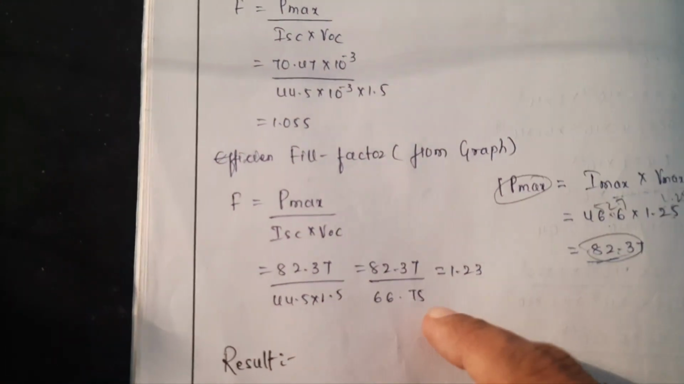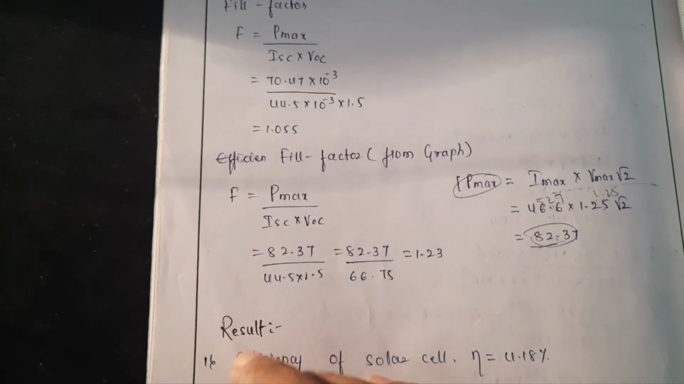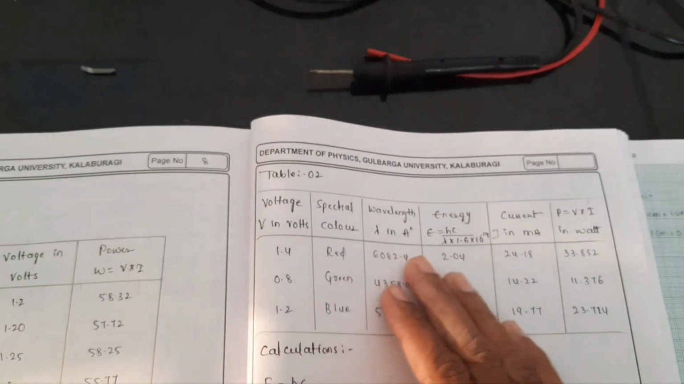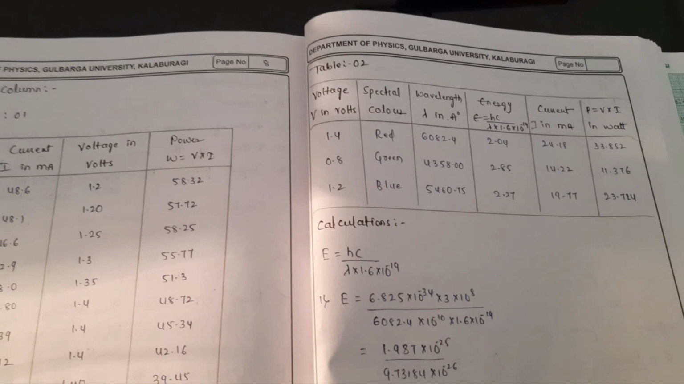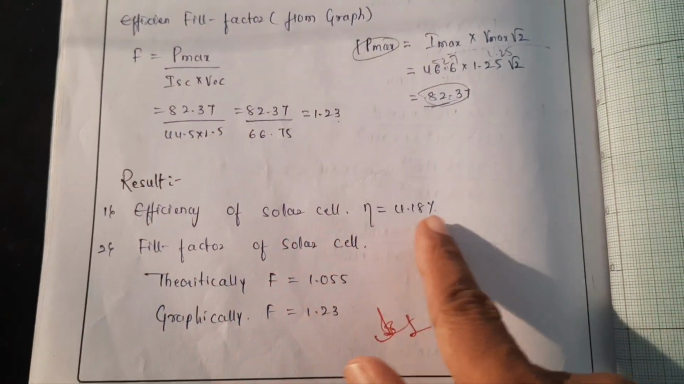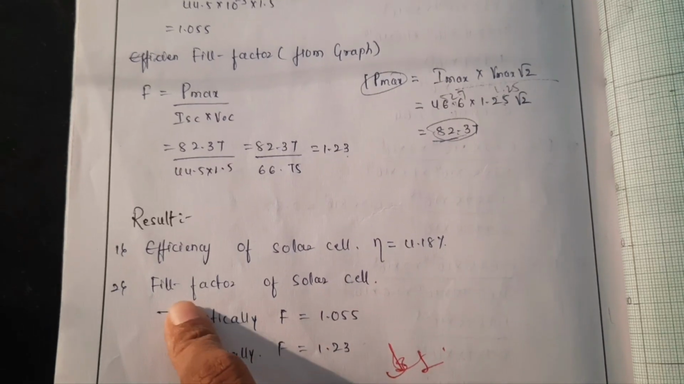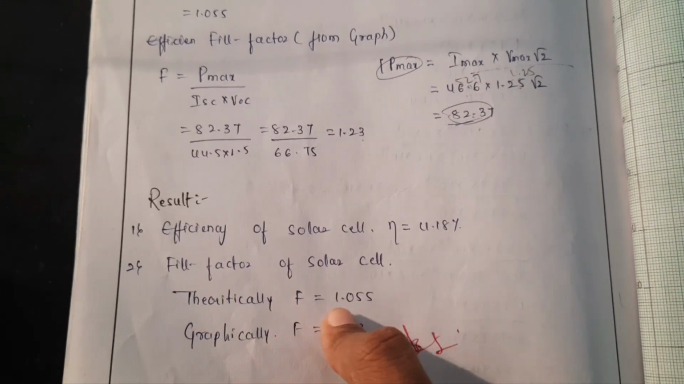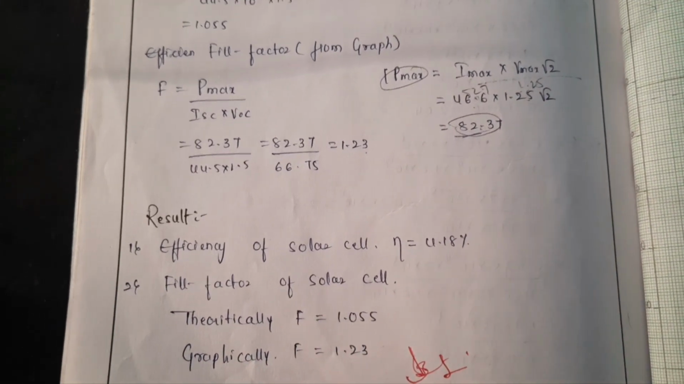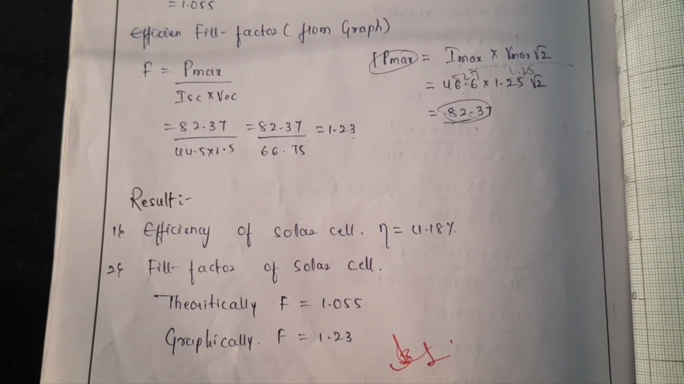Fill factor we have already calculated in the first part. So this is how you can do the study of spectral response of a solar cell. In the end you can write the result, that is the efficiency of the solar cell, how much you got. You can write 4.18% they got. Then the fill factor of the solar cell, theoretically and graphically. So this is how you can perform this solar cell experiment.